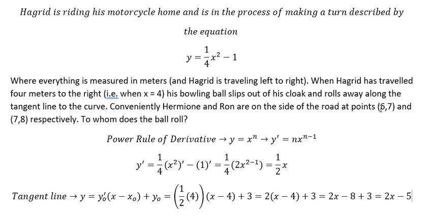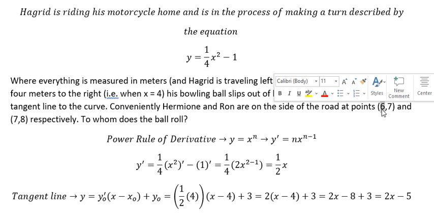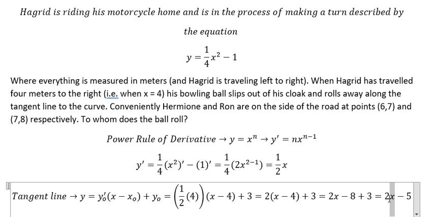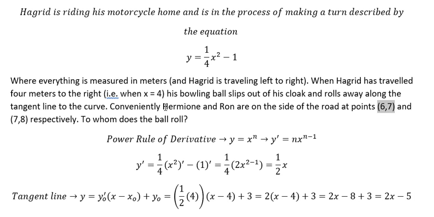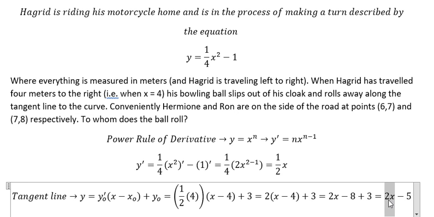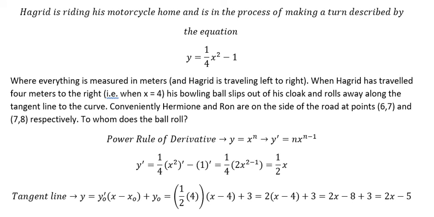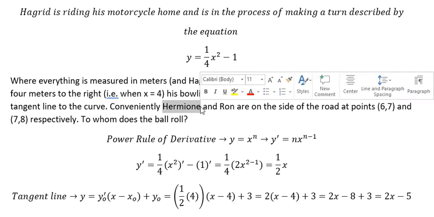Now let's consider when we put s equals 6 here. 6 multiplied by 2 minus 5, we have 7. So this person in here will receive the bowling ball. About Ron, if we put s equals 7 here, 7 multiplied by 2 minus 5, we have 9. That means Ron will not receive the bowling ball, just only this person in here.